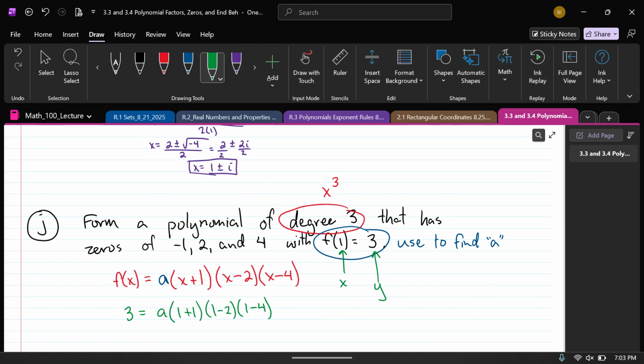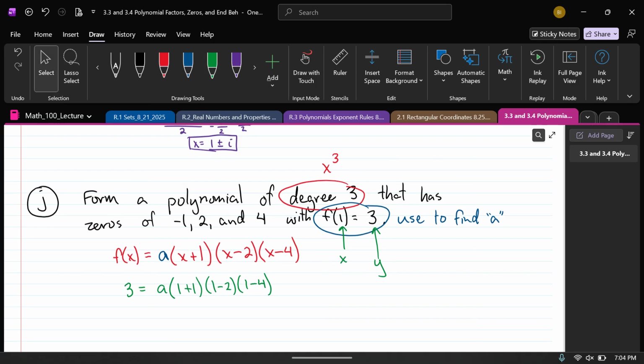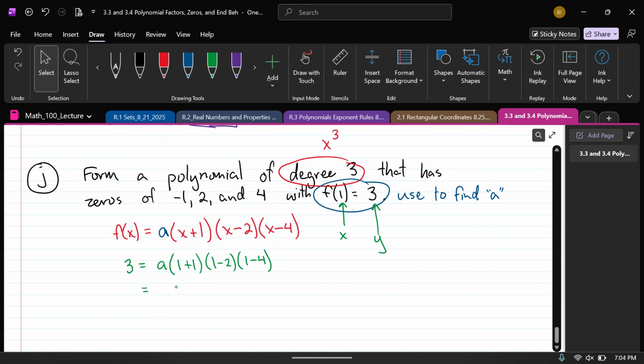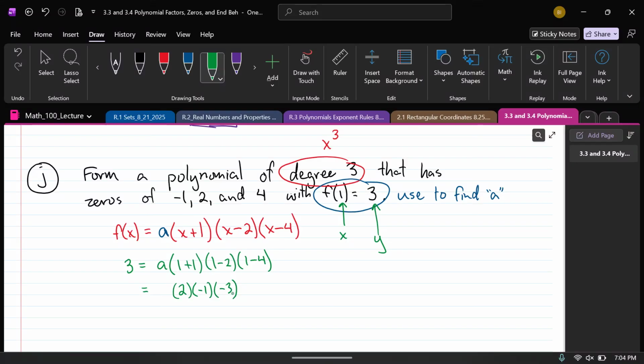And now I have some order of operations stuff to do. The order of operations says do parentheses first, so I'm going to add and subtract in those parentheses before I multiply. So that's going to be 2, -1, -3. And when I multiply those together, that's going to be 2 times -1 is -2 times -3 would be +6. So I've got 3 is equal to 6a.